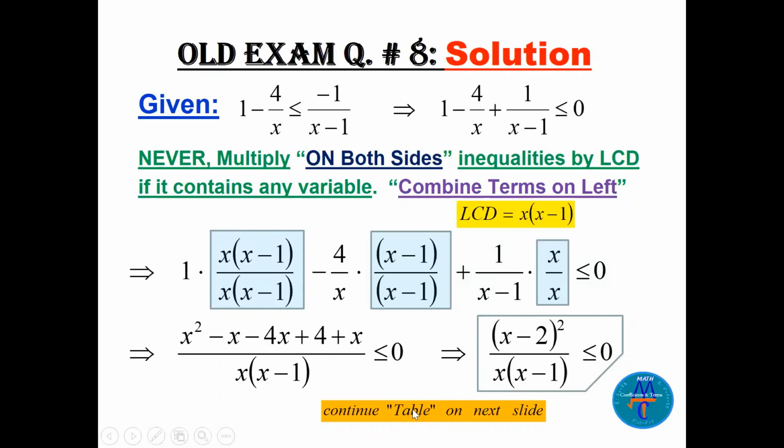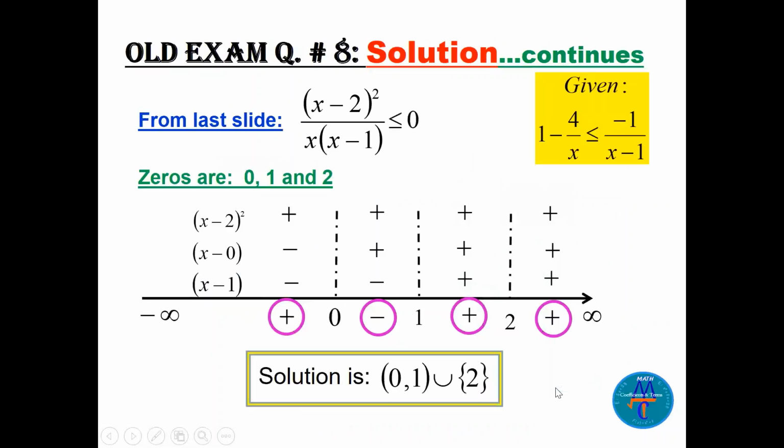Ready to make the table on the next slide. You can do it and then you can check if you like. X minus 2 squared over x minus 1 less than or equal to 0. So we make the table now, find the zeros: it's 0, 1, and 2. And then I put x minus 2 squared, I put all plus here.